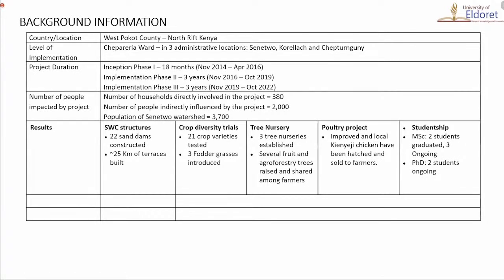this is just an overview of what I'm explaining about where we are and where we started. It is in Seneto location. Now I've covered about 3 sub-locations in the area, and we are reaching out to about 3,700 people, that is indirectly, but those we are working with directly are about 406 farmers.